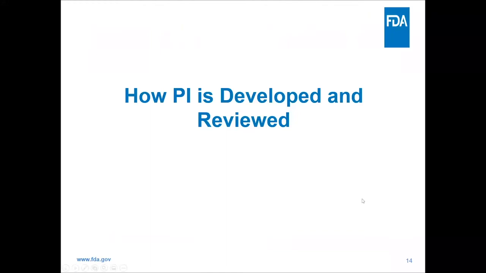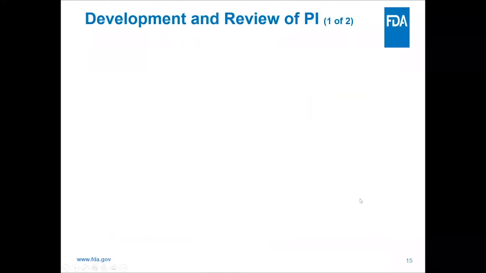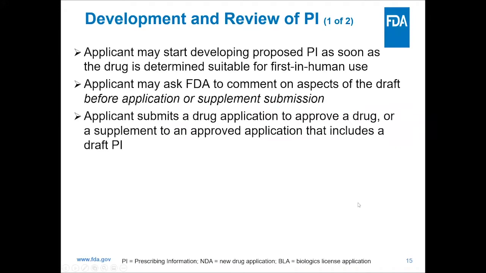So how is the prescribing information developed and reviewed? The prescribing information is initially developed by the company. Sometimes companies develop proposed prescribing information the first time they believe that the drug could be used in humans, the first time a human is going to use the drug. Companies, as you know, work with many regulatory agencies. The United States is one. The European Union, the British have a regulatory agency. Canada, Japan, and other countries.